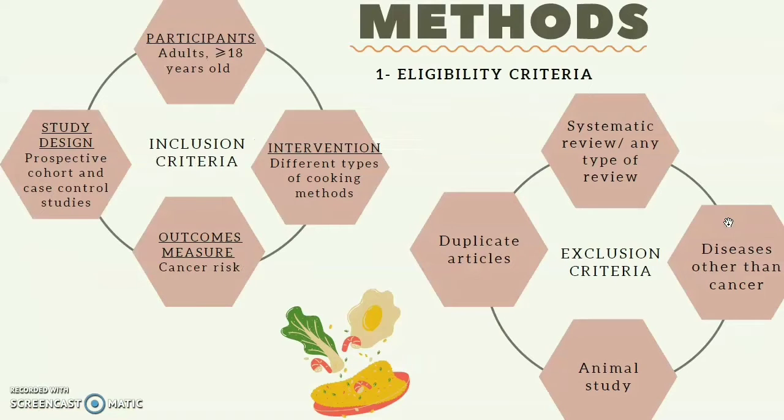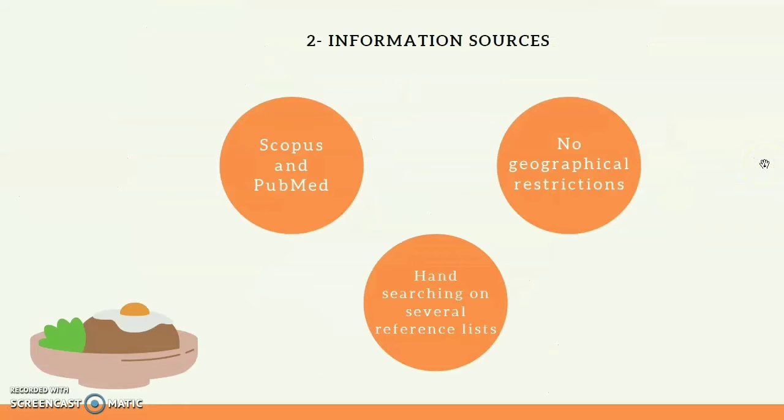For methods, the first one is eligibility criteria. Inclusion criteria is participants above 18 years old. Intervention is different types of cooking methods. Outcome measure is cancer risk, and study design is prospective cohort and case control studies. Exclusion is any systematic review or any type of review, diseases other than cancer, animal studies, and duplicate articles. The information sources: databases that were used in this study were Scopus and PubMed.